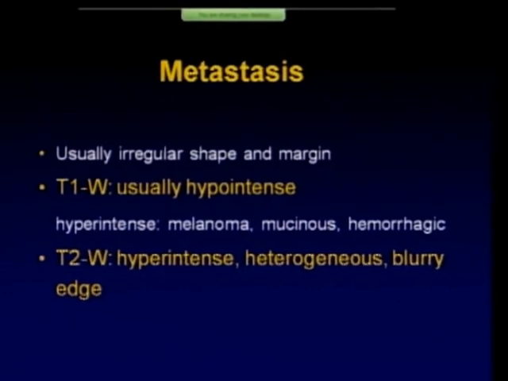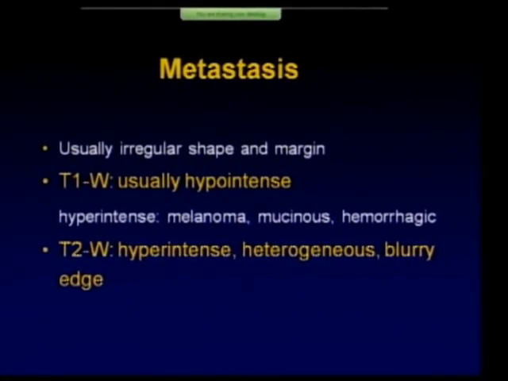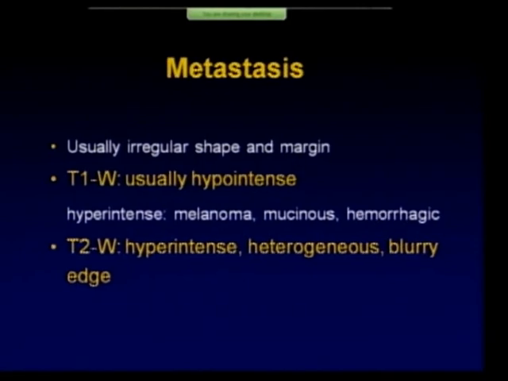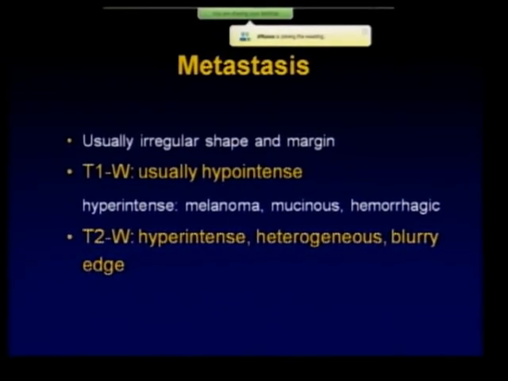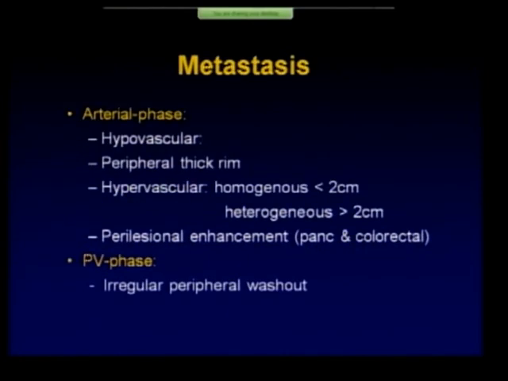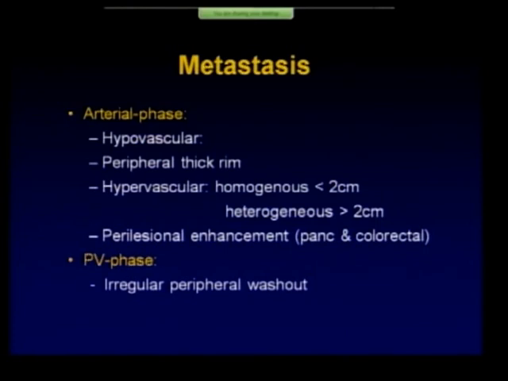Metastasis usually irregular in shape and margin. T1 weighted, usually hypointense, but can be hyperintense if it is melanoma metastasis or mucinous or hemorrhagic mets. T2 weighted images, hyperintense, heterogeneous, and a blurry edge. Arterial phase, hypovascular with a thick peripheral rim, or hypervascular and homogeneous if less than 2 cm, and if it is larger than 2 cm, the enhancement is heterogeneous. Perilesional enhancement can sometimes be seen in pancreatic and colorectal mets. Portal venous phase, irregular peripheral washout.